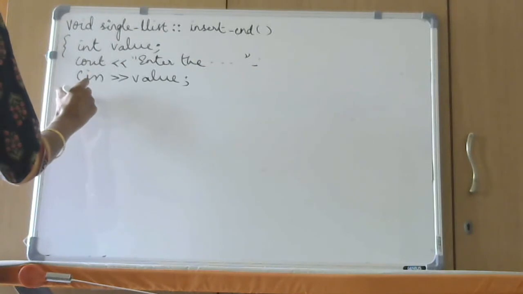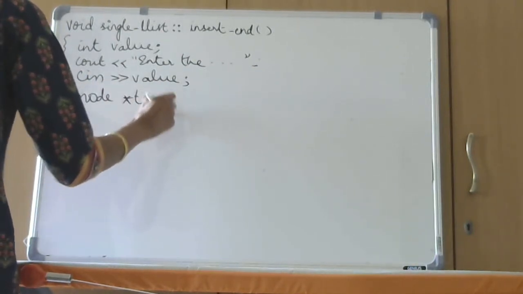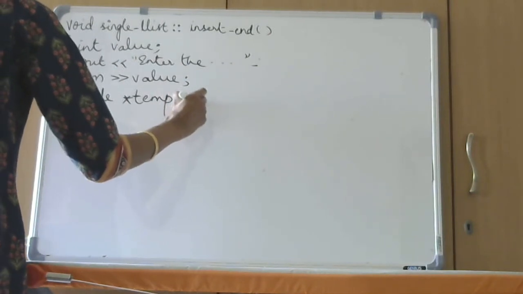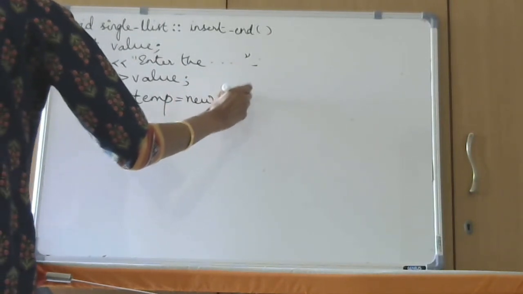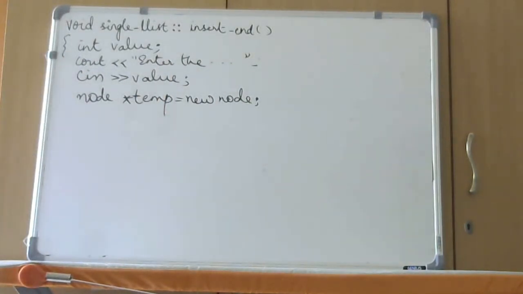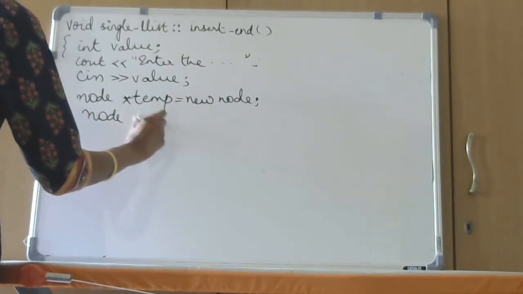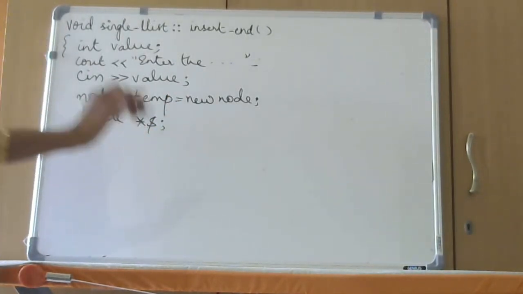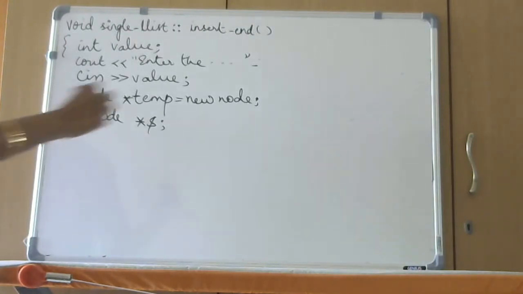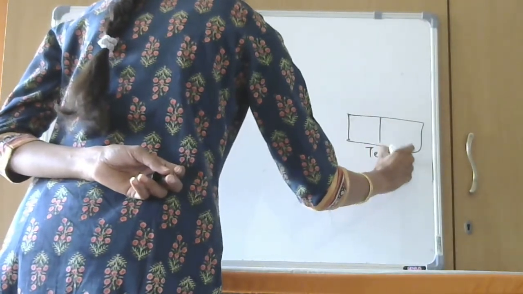Next I should create one node, temp is equal to new node. That means I am requesting for allocating memory to that node. Temp is a new node that I want to insert. I will take one more pointer variable, I will tell you why. Okay, so temp is my new node.